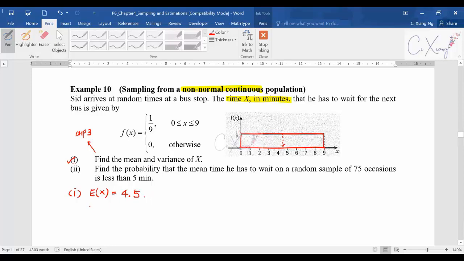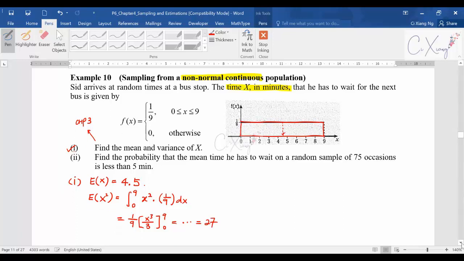And you want to calculate the variance also. To calculate the variance, you need to do the integration for E(x squared). If you have already forgotten how to do all this, go to chapter 3 and revise it again. So integrate from 0 until 9, multiplying x squared with the function. Our function is 1 over 9 here. Then you do the integration: 1 over 9, times x to the power of 3 over 3, substituting 9 and 0. If you didn't make any careless mistake, you will get the answer, which is 27.